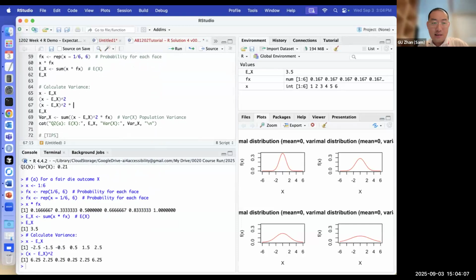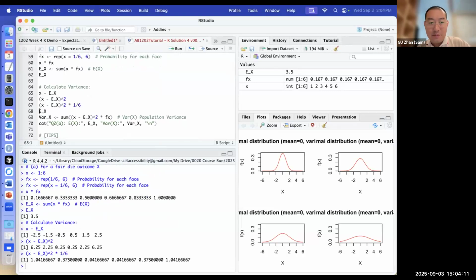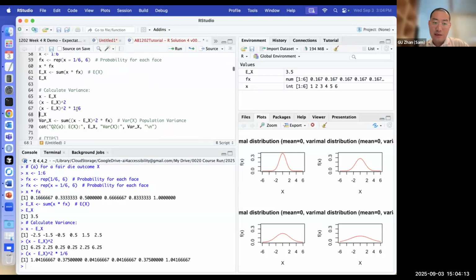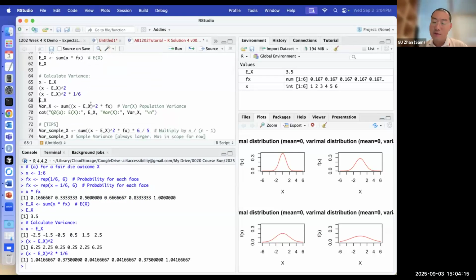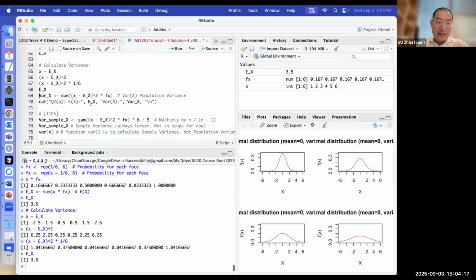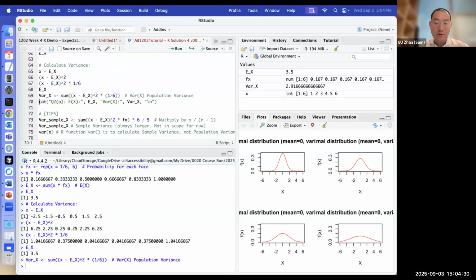So some learners said that instead of fx, just times 1/6, it will give you the same number. So you can times 1/6 as well. So expected x is 3.5, then variance is you sum them together. So instead of using fx, you can also use 1 over 6. So this is the variance, population variance.